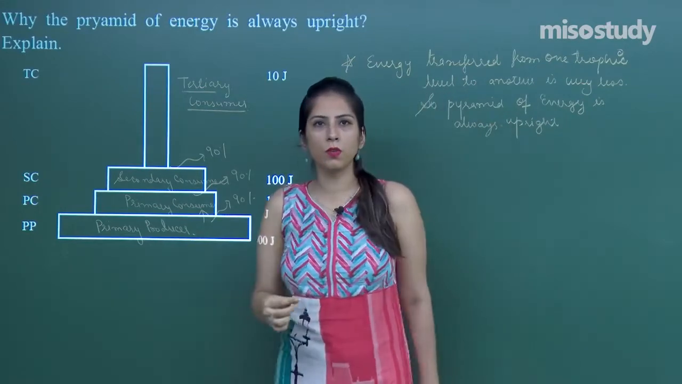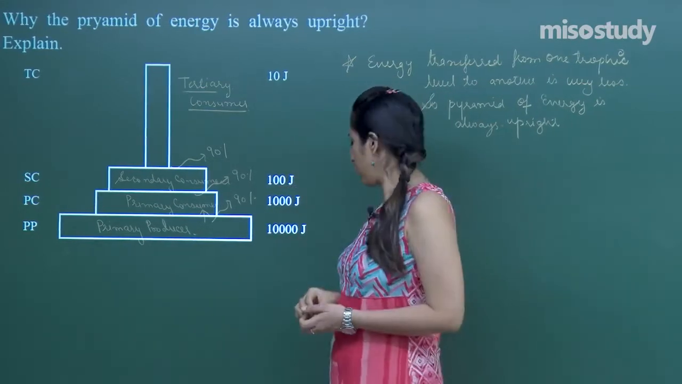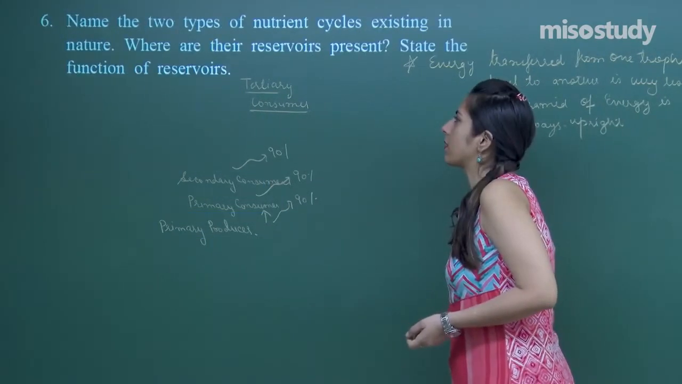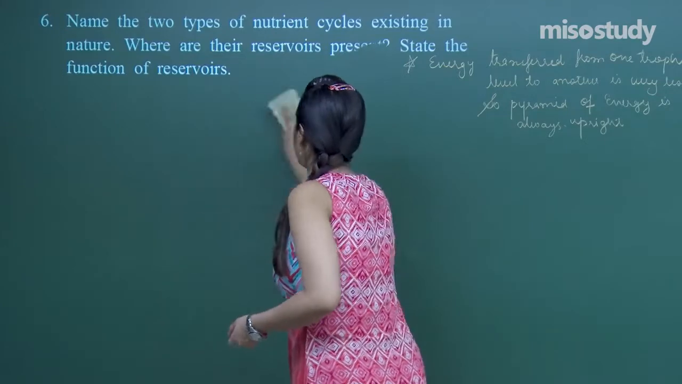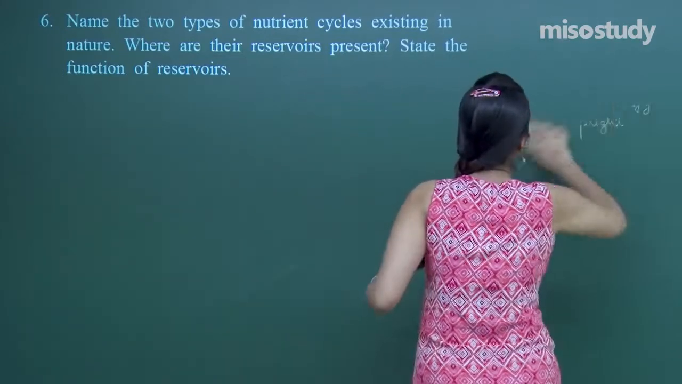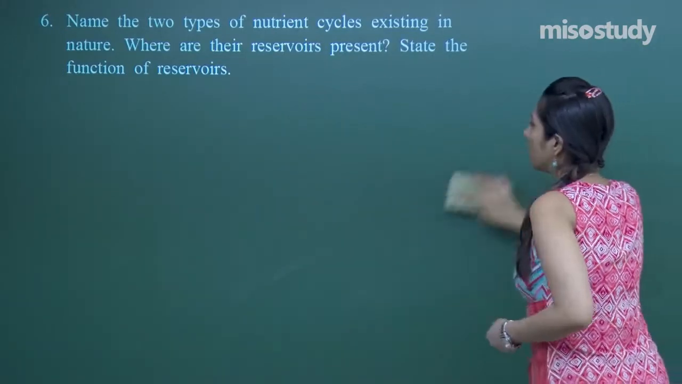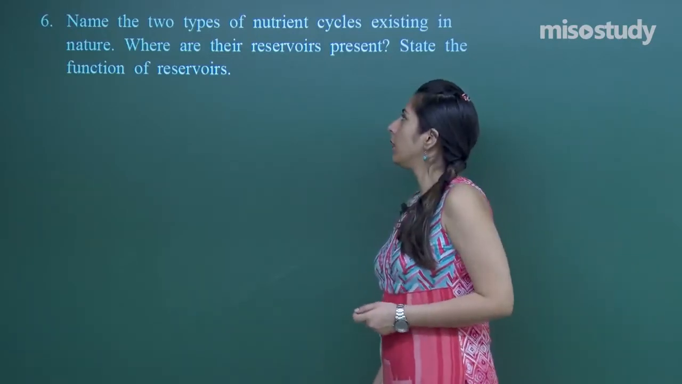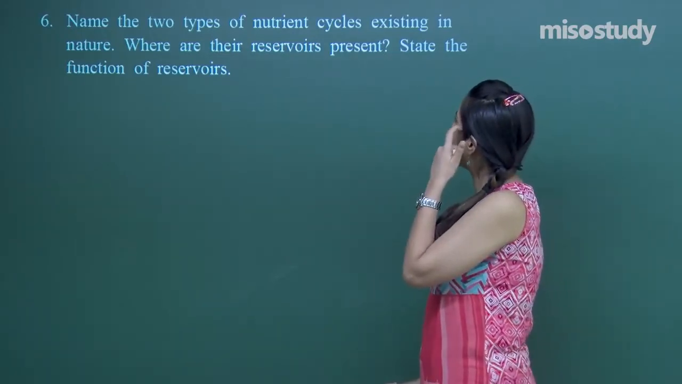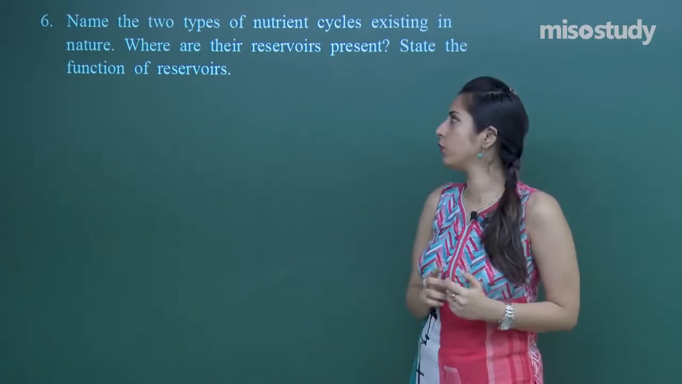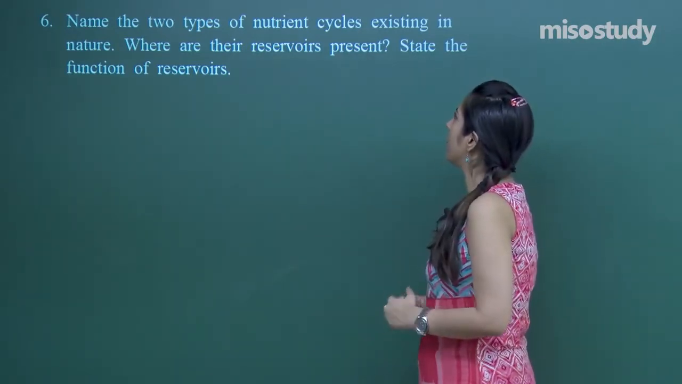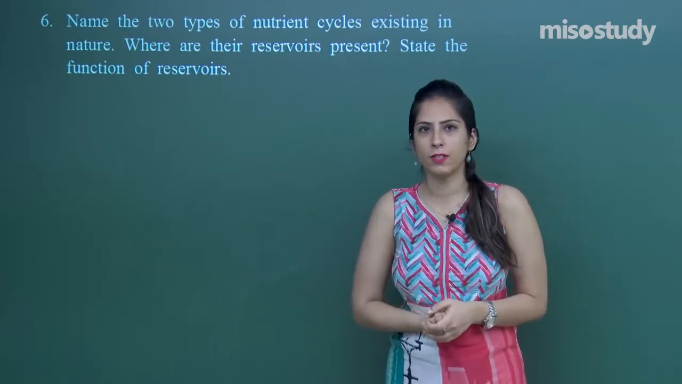Right. So, this was question number 5. Let's move on to the next question, question number 6. The sixth question is also from the same category. Name the two types of nutrient cycle existing in nature. Very good question and very direct also. Where is the reservoir present and state the function of reservoir?